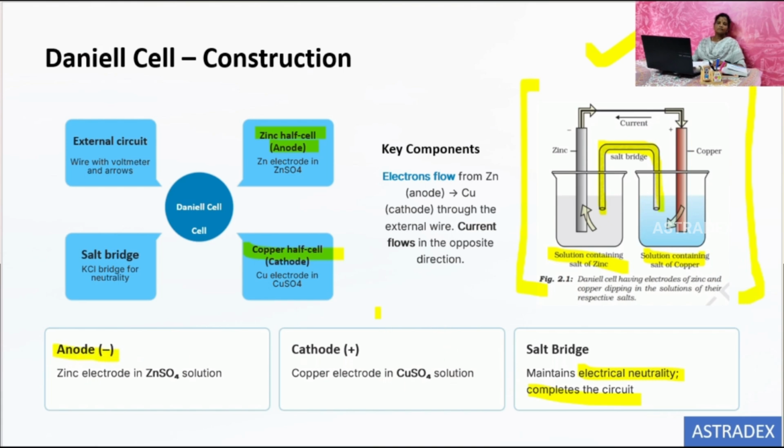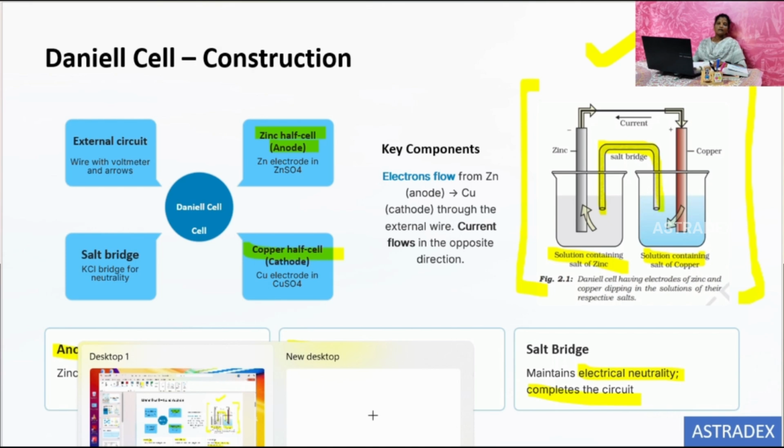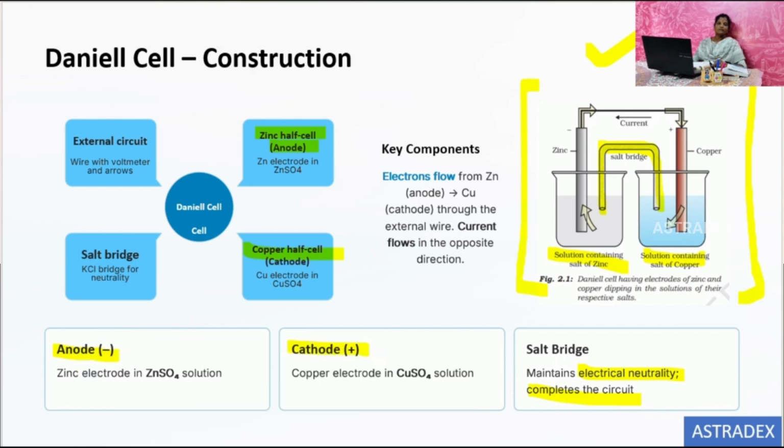What is anode and what is cathode? These two are simply said to be electrodes, but the electrode that undergoes oxidation is said to be an anode. The electrode which undergoes reduction, where there is gain of electron, is going to act as a cathode. Here the zinc electrode is dipped in a zinc sulfate solution and the copper electrode is dipped in the copper sulfate solution.